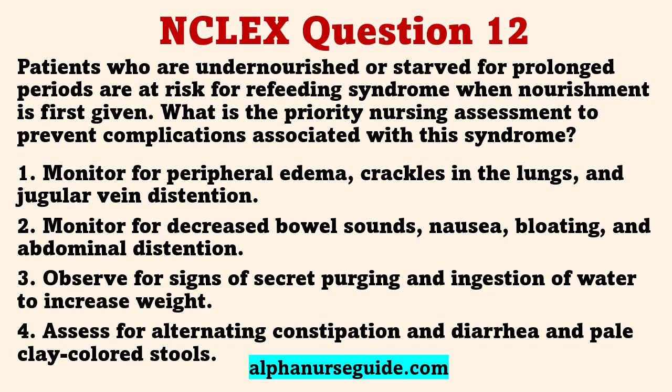The correct answer is 1. Monitor for peripheral edema, crackles in the lungs, and jugular vein distension. Rationale. Refeeding syndrome occurs when aggressive and rapid feeding results in fluid retention and heart failure. Electrolytes, especially phosphorus, should be monitored, and the patient should be observed for signs of fluid overload. Changes in bowel sounds, nausea, and distension may occur but are also appropriate for any patient with nutritional issues or for patients receiving enteral feedings. Observing for purging and water ingestion would be appropriate for a patient with an eating disorder. Changes in stool patterns may occur, but are not related to refeeding syndrome.